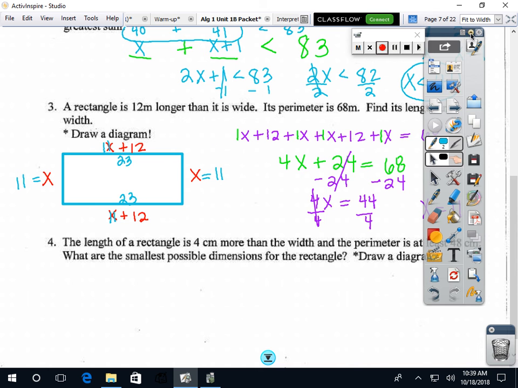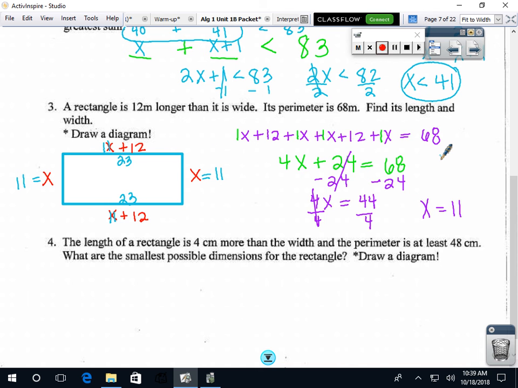Now remember, at the top of this page it said make sure your answer makes sense. Does 23 plus 11 plus 23 plus 11 really add up to a perimeter of 68? 23 plus 11 plus 23 plus 11. It does.